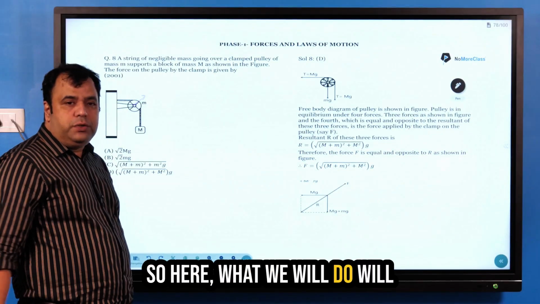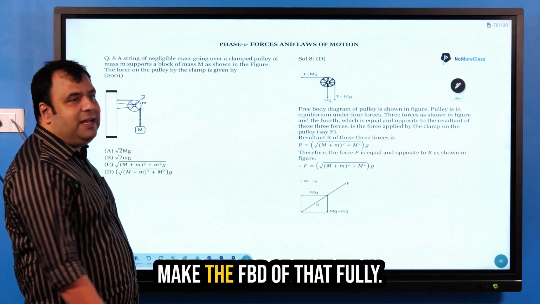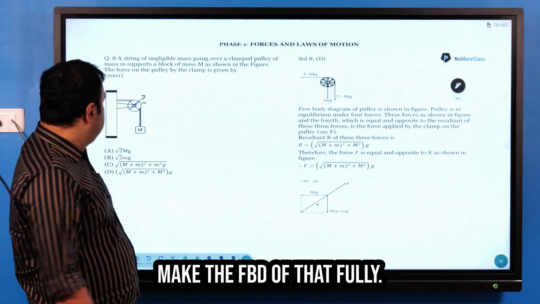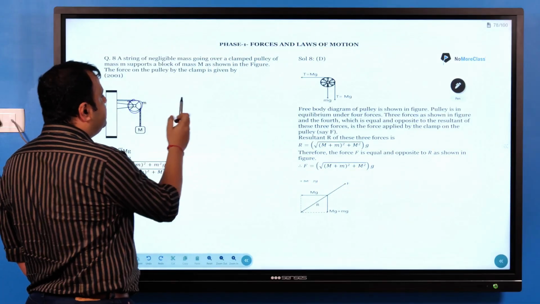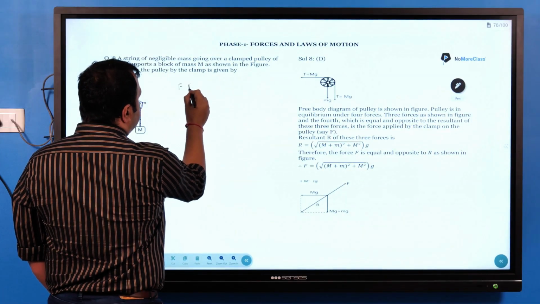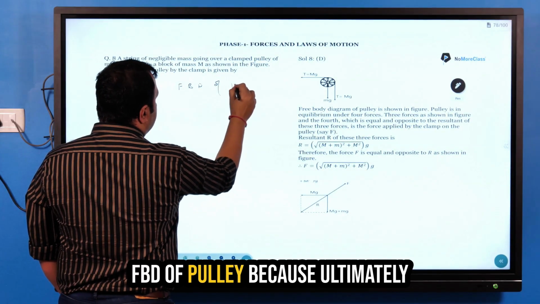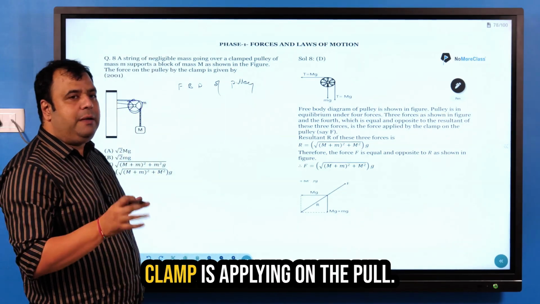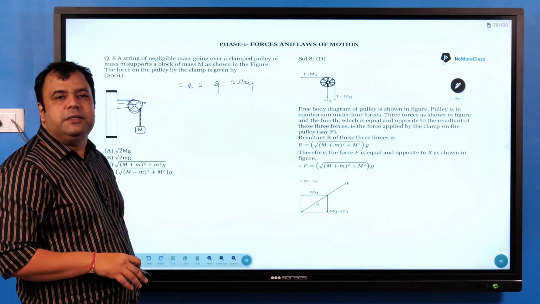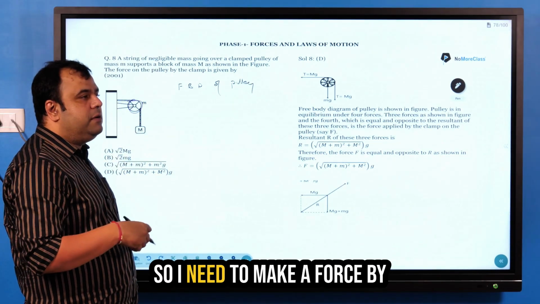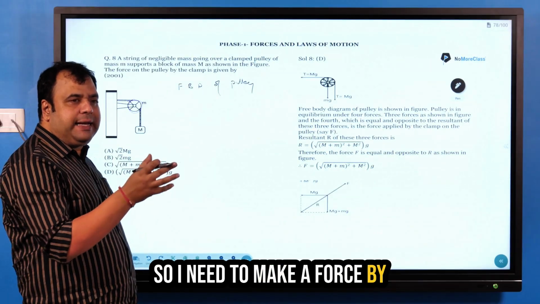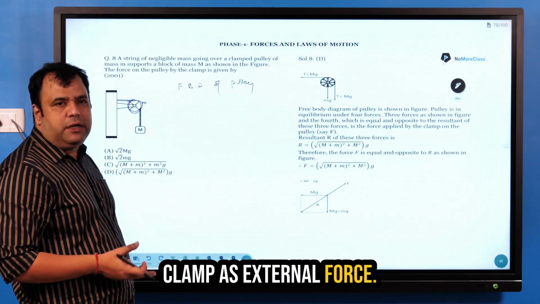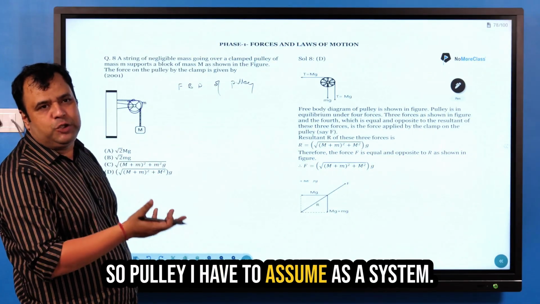So here what we will do, we'll make the FBD of the pulley. Because ultimately they are asking how much force the clamp applies on the pulley. So I need to make the force by the clamp an external force. So the pulley I have to assume as a system.